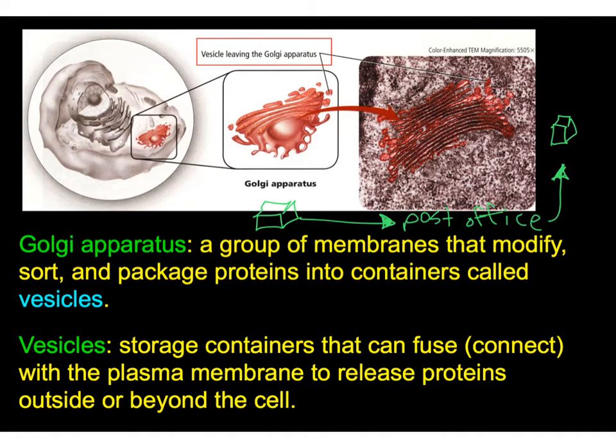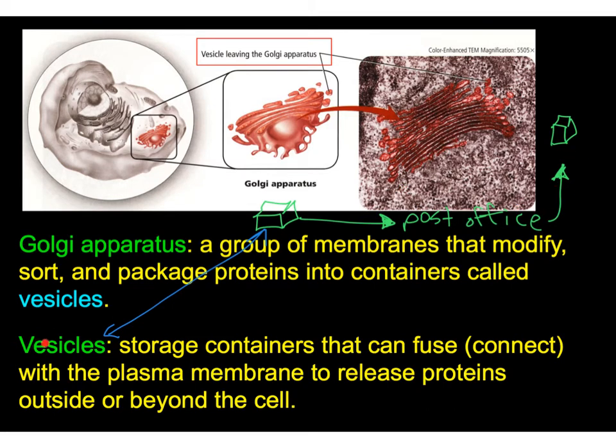So what is the Golgi Apparatus doing? Well, the Golgi Apparatus is receiving packages. It's modifying those packages in some way, and then it's shipping them on. Now, what are the packages? Well, the packages are like the vesicles. So the vesicles are the packages that transport materials to this Golgi Apparatus, and then the Golgi Apparatus modifies what's inside those vesicles and then ships them on.